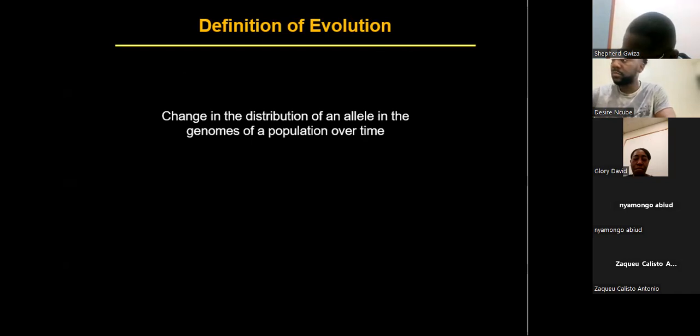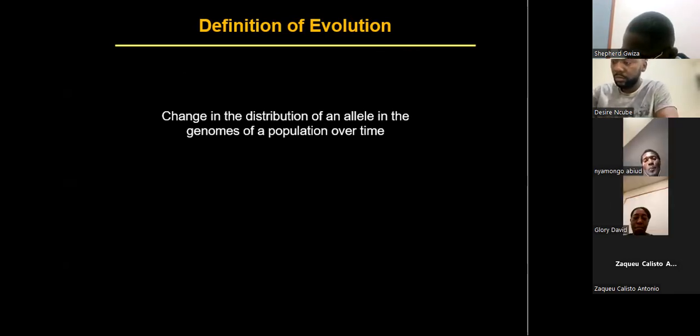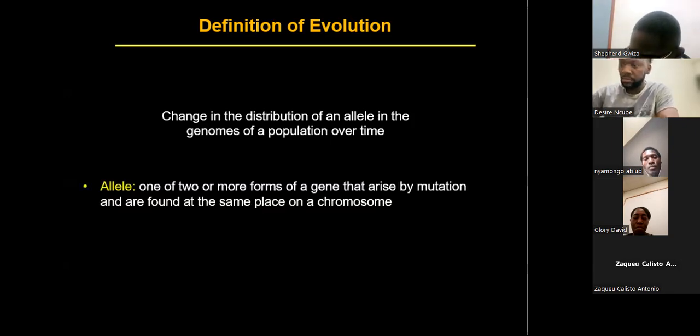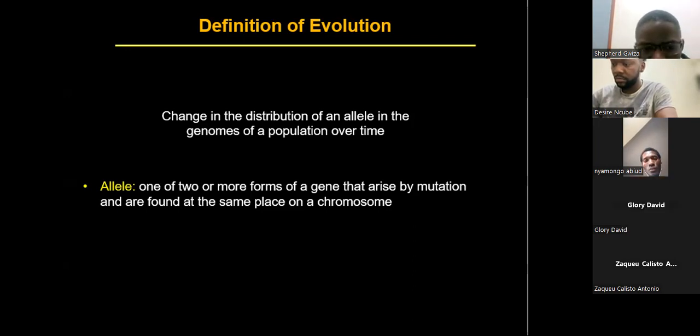There's not even saying anything about trying to better the organism or give it better traits. It simply changes in the distribution of alleles in the genomes of a population. And so, for those of you who aren't familiar, the term allele is basically, if you've got a gene, you might have different versions of that gene. Like, for example, eye color. If you have brown eyes, you have the brown allele version of eye color. If you have blue eyes, you have two alleles for blue color, and that's why you have blue eyes.